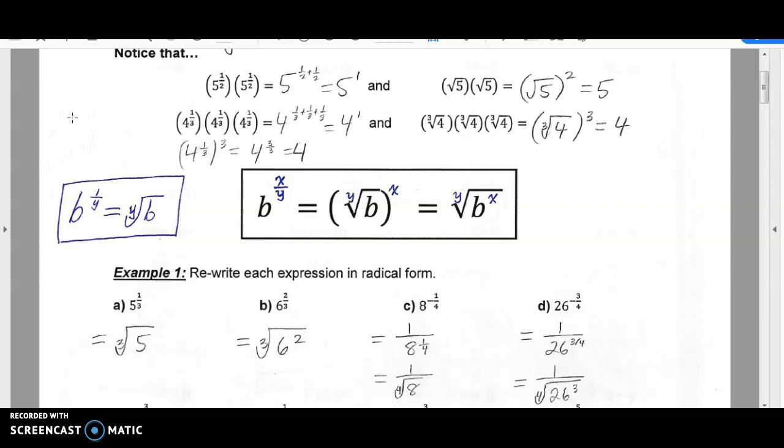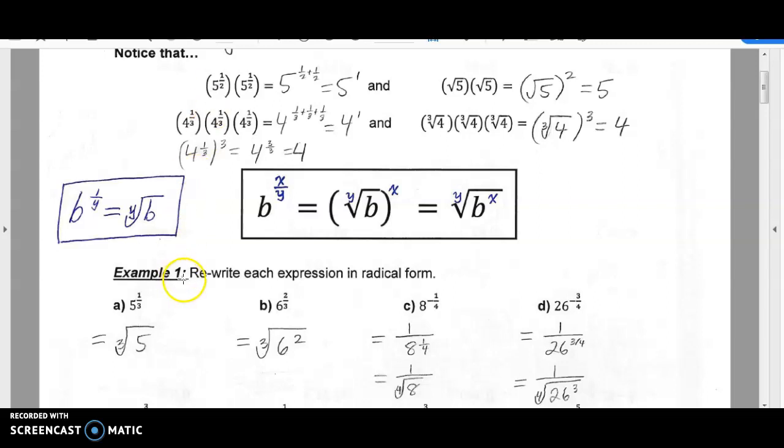This lesson is on rational exponents, and all that is meant by the term rational is fractional exponents. So basically, when your exponent is a fraction, like you can see here, 5 to the power of 1/2, right? The exponent's a fraction. That's what we're going to be dealing with today, and how to evaluate when we have rational exponents.